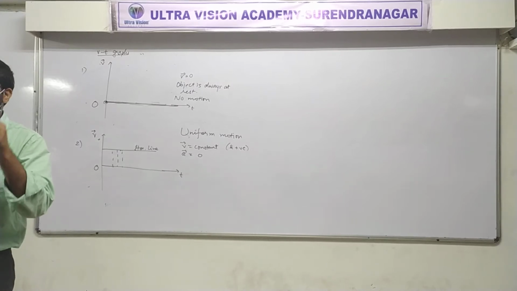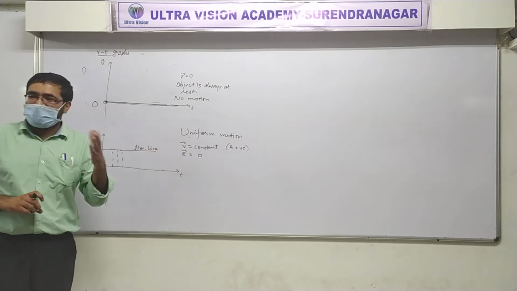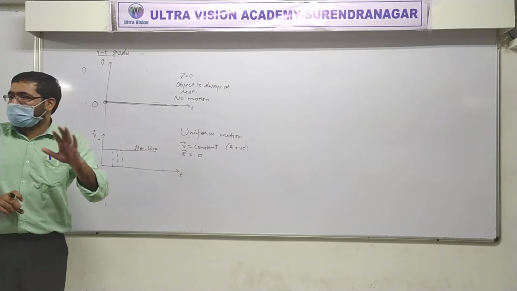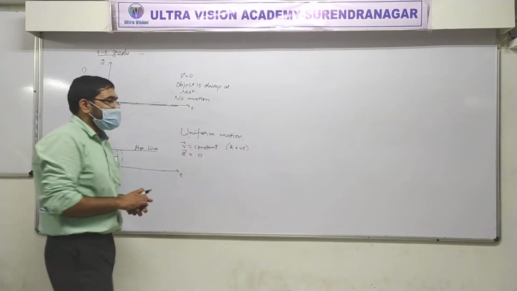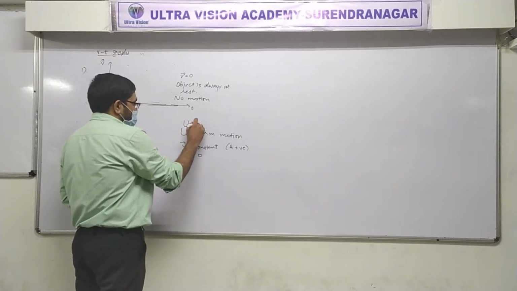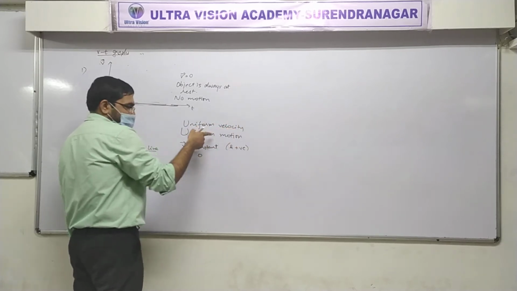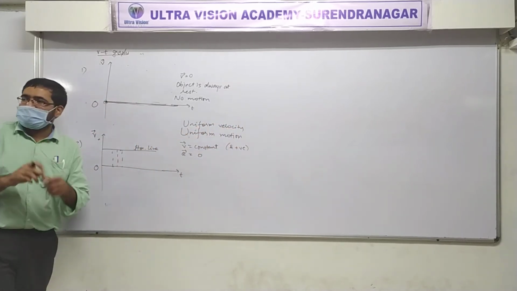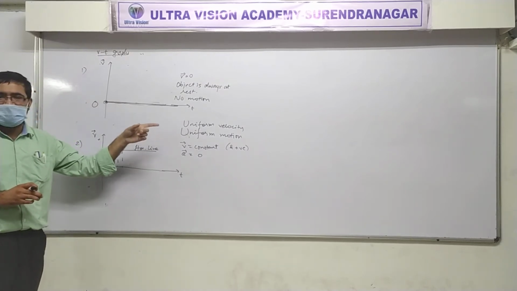What is the meaning of accelerated motion? The object has some acceleration and the velocity will not remain constant. Understood? So this is uniform motion, and you can also describe this as uniform velocity, because uniform velocity and uniform motion always happen together. Frankly, in the language of physics, they are synonyms. You understand what are synonyms?